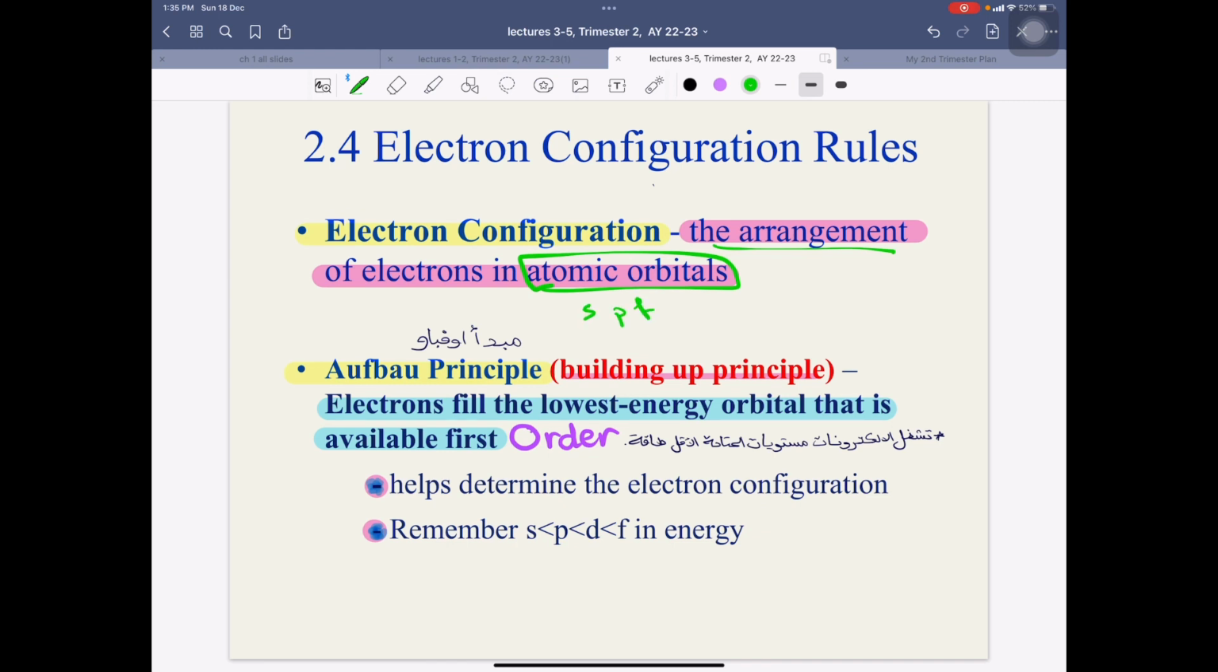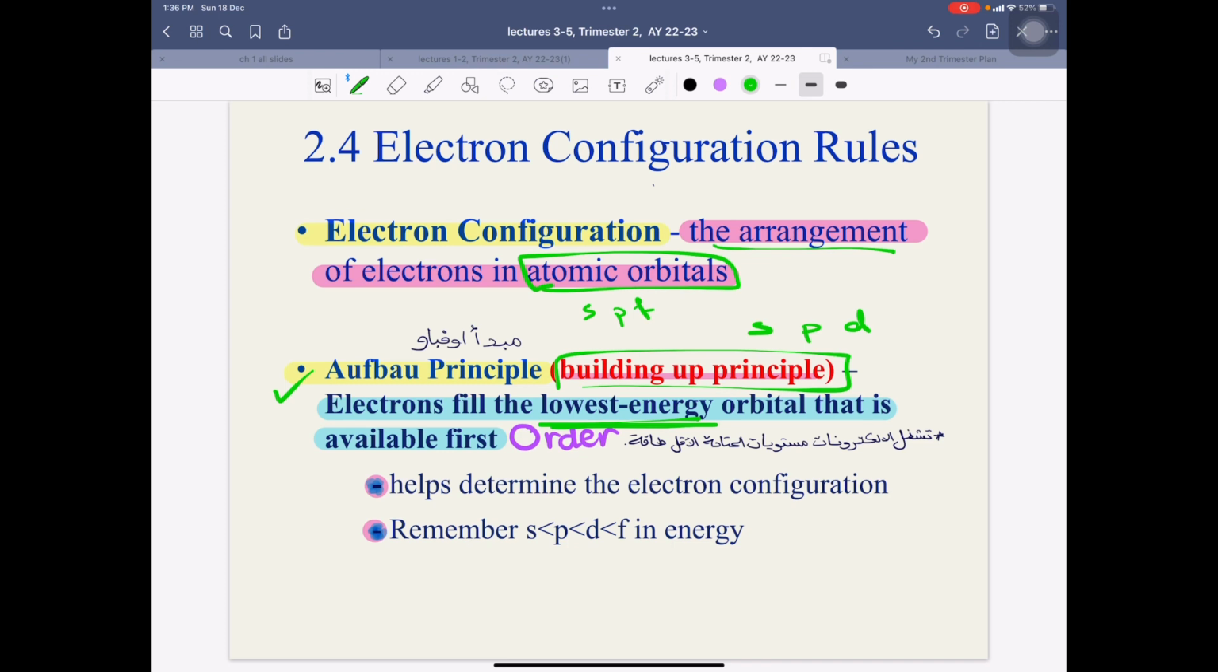Starting off, we have specific rules that we need to follow and take into consideration when we do electron configuration. Starting off with the Aufbau principle. It's generally a building-up principle. It states that electrons fill the lowest energy orbital that is available first. So first, I'm going to fill S, and then I'm going to fill P, and then I'm going to fill D, like that. However, a different arrangement will be considered.